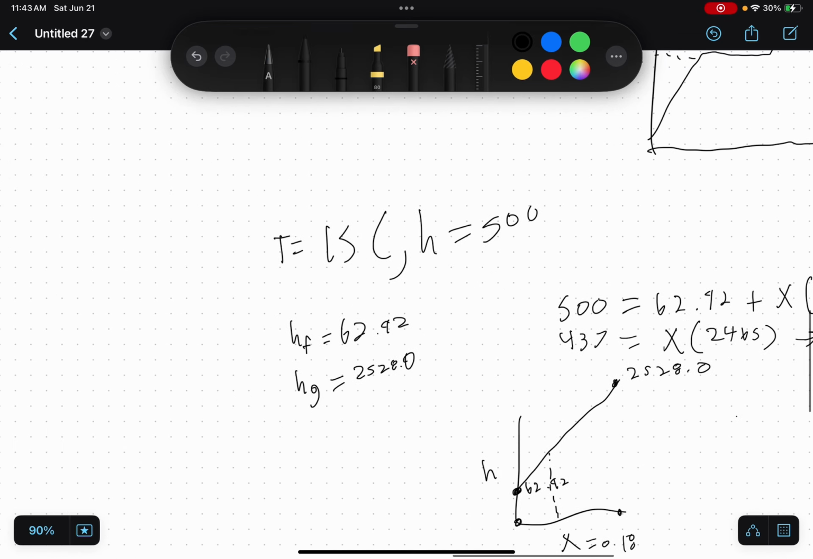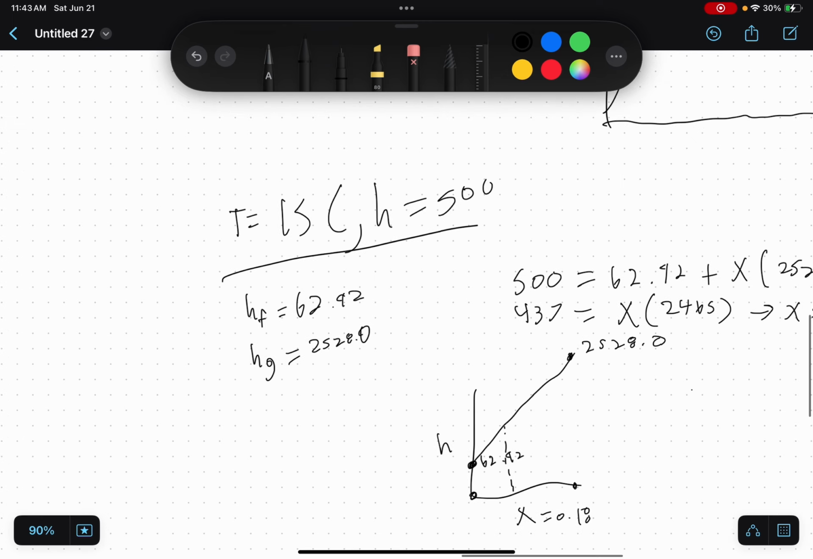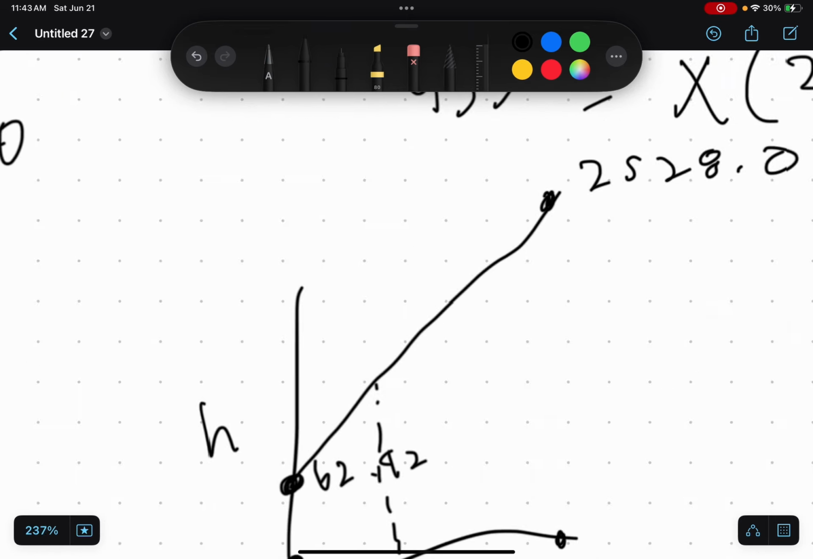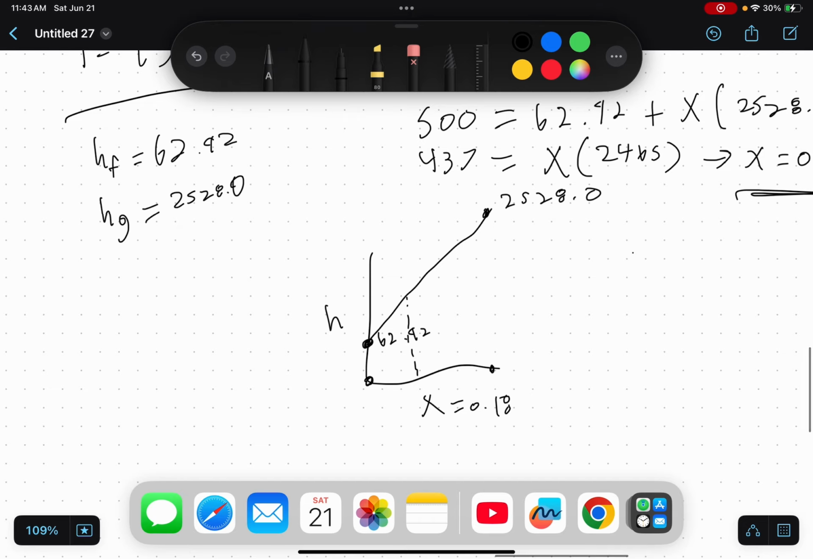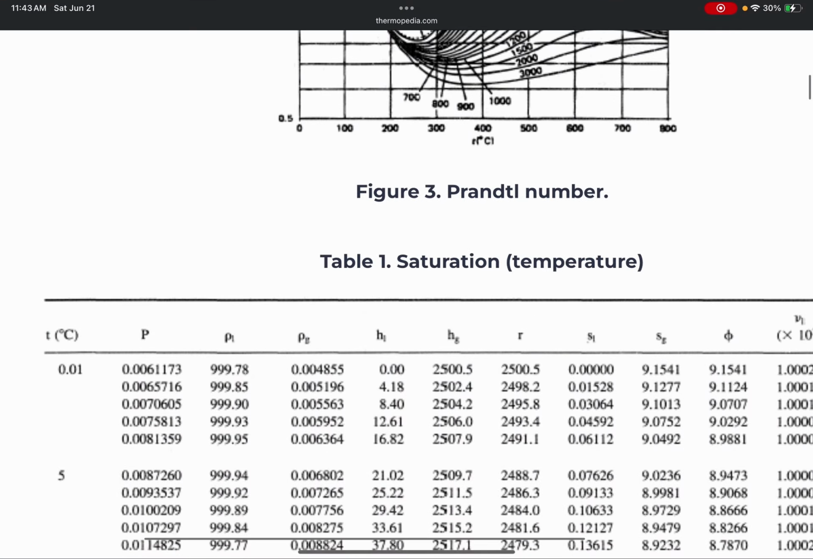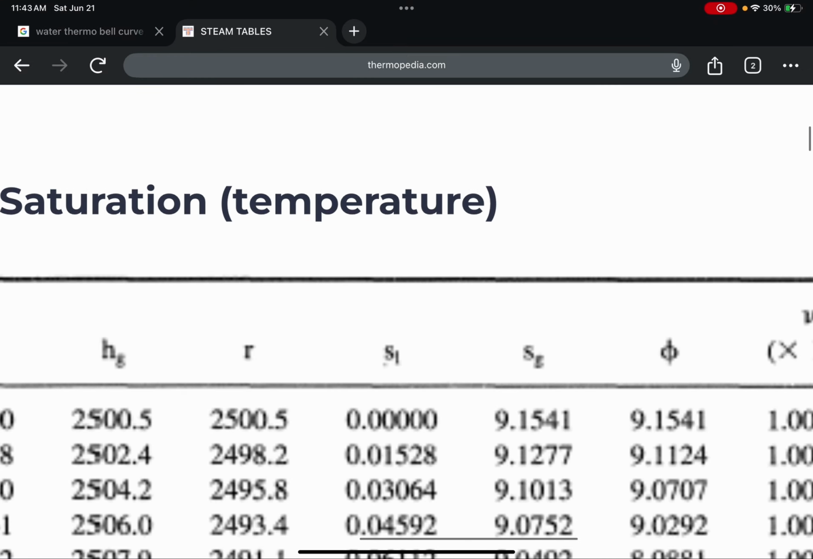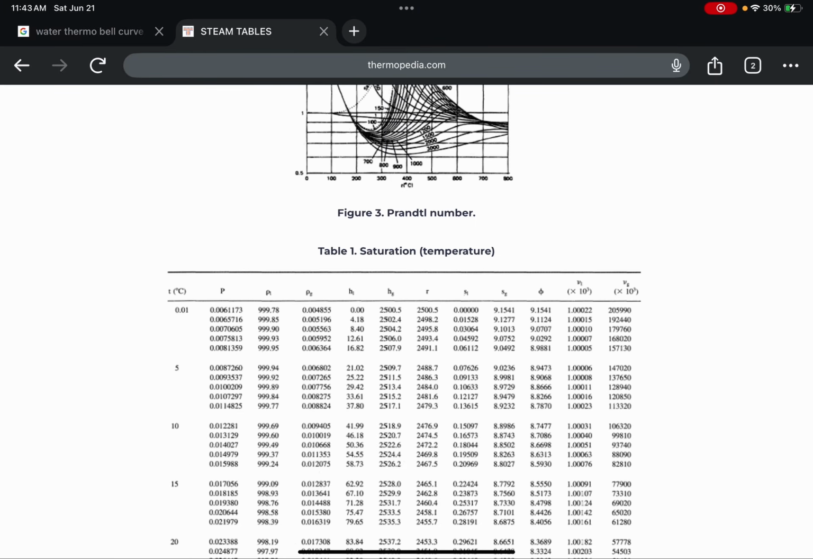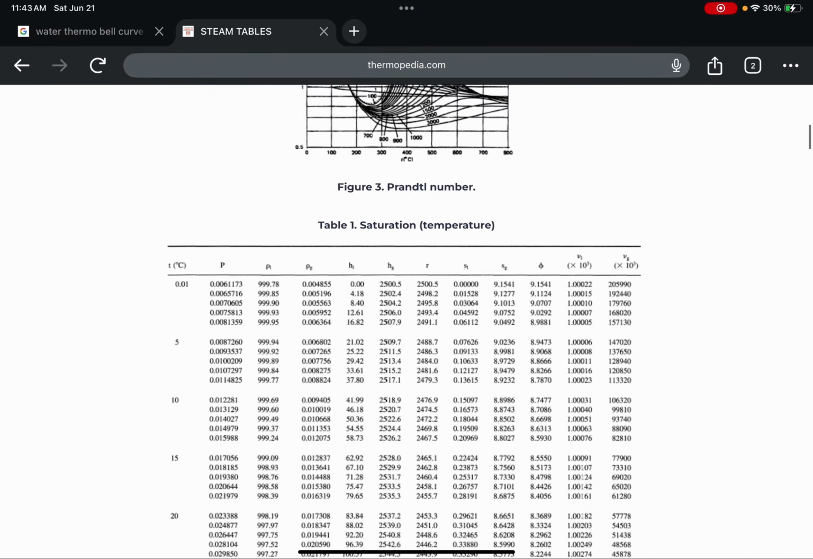Cool, so if we were given this temperature and that h, we could tell you that we're at this quality. And you do the exact same line interpolation thing if you're looking for the entropy, if you're looking for a specific volume, or I guess density. Exact same approach.